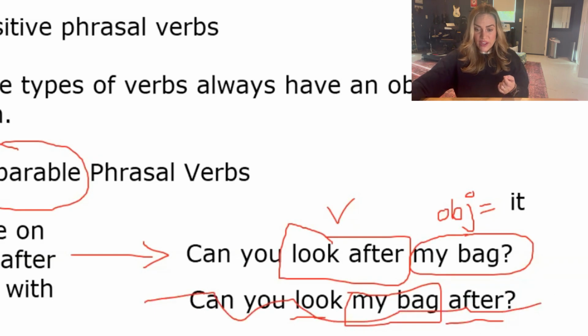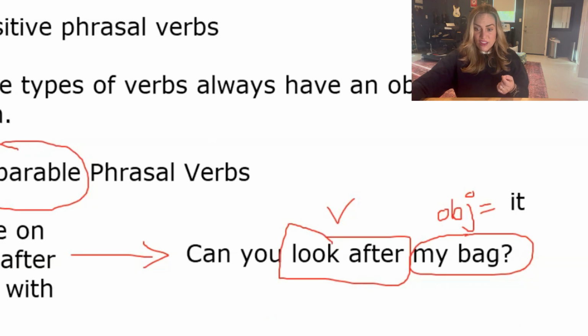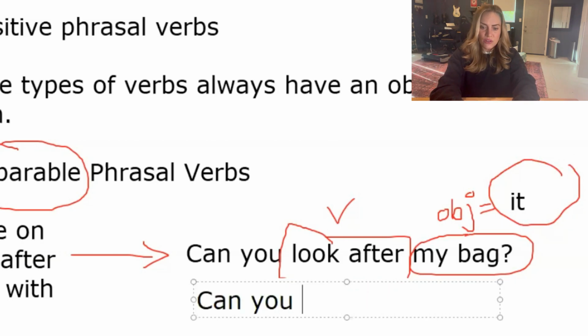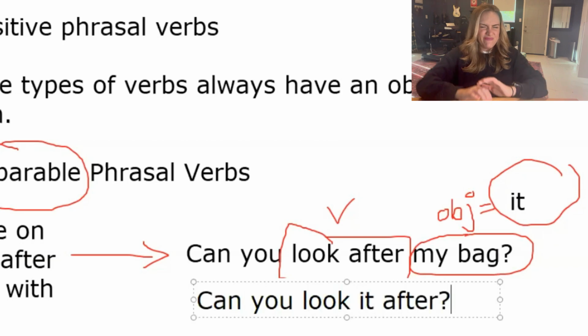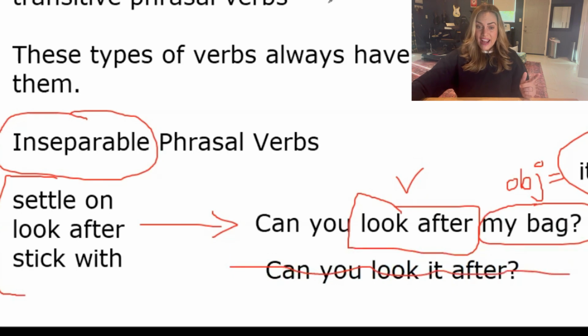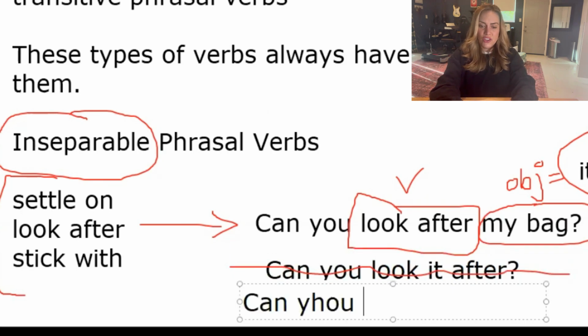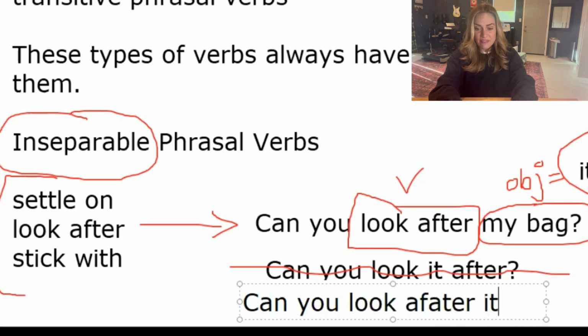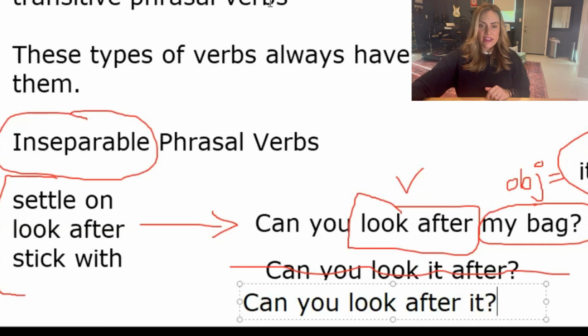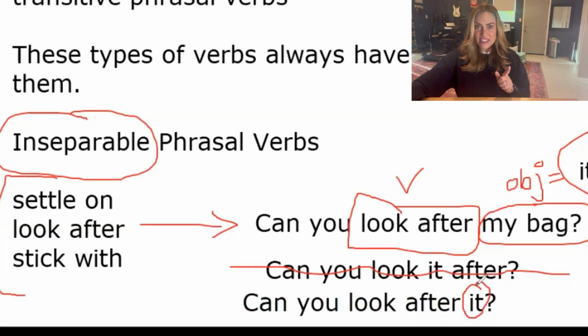I also cannot put the pronoun between the verb and the particle because it's an inseparable phrasal verb. Can you look it after? No, I cannot say that. But I can say, can you look after it? I can leave the pronoun at the end of the phrasal verb in this situation because it's an inseparable phrasal verb.